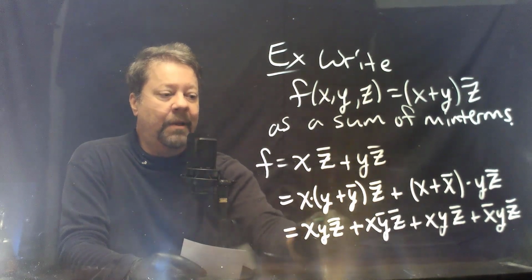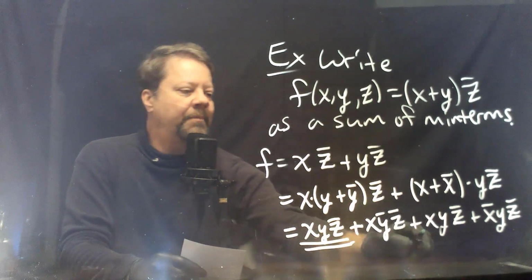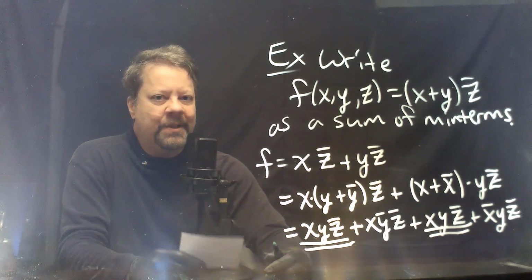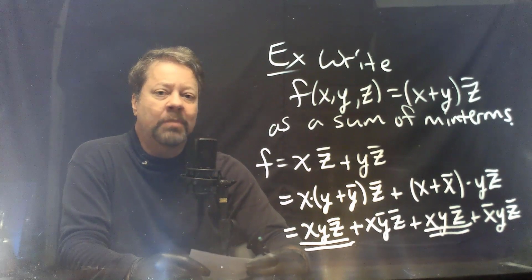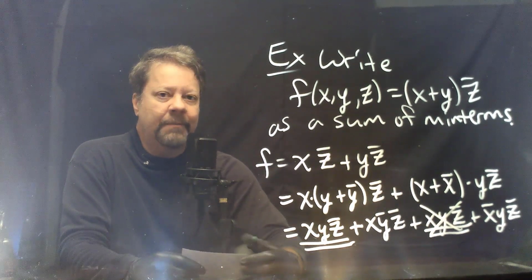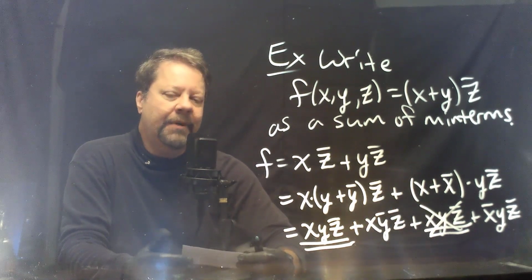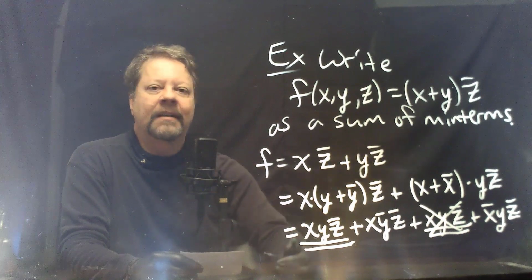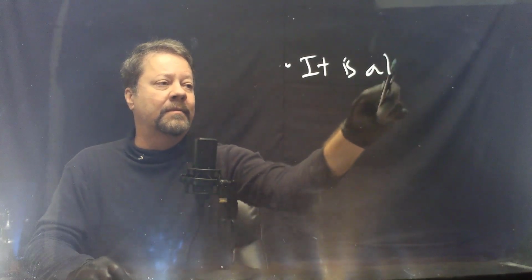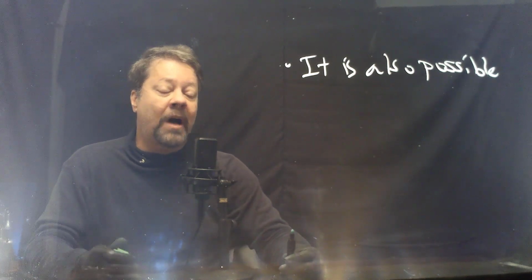And I forgot to put a little bar here. That was a z bar on this particular term. Note that this term appears twice in this expansion. Well, using the principle that in Boolean arithmetic 1 plus 1 equals 1, we don't need both of those terms. One of them will do. So these three min terms are all that are required to express the original function as a sum of min terms. It is also possible to express Boolean functions as a product of Boolean sums.